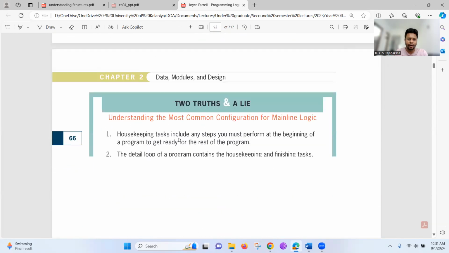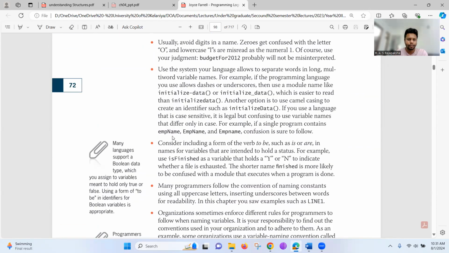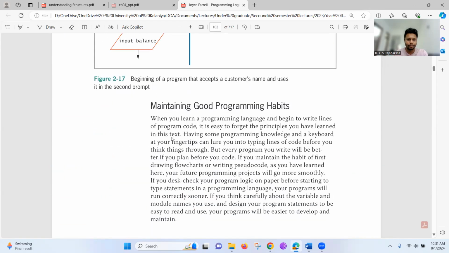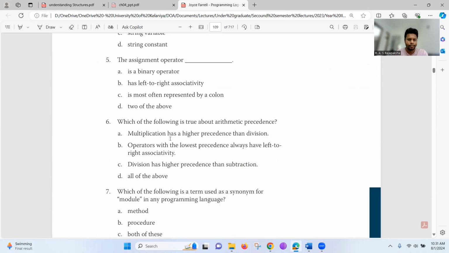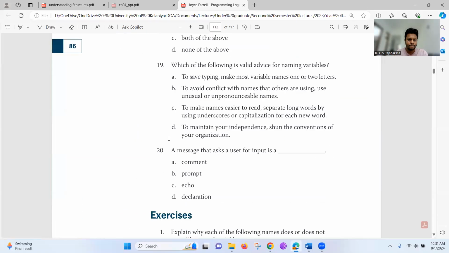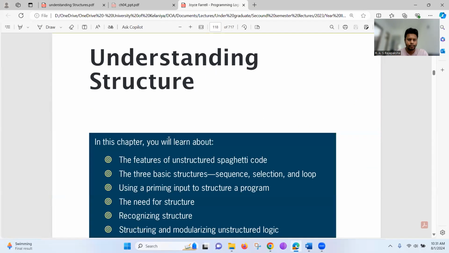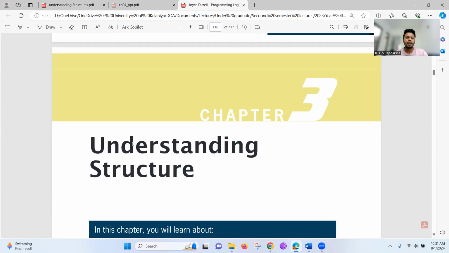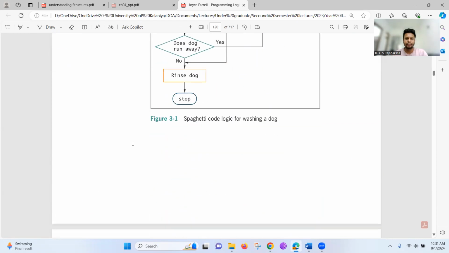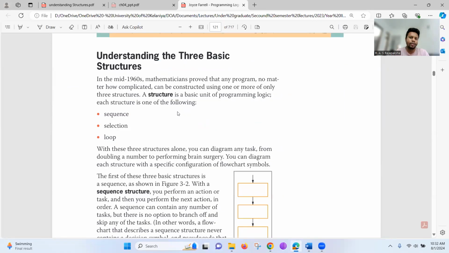Then we have completed our third chapter. Where are we? Yes, third chapter, understanding the structure. Today also we discussed some part there. Can you remember our dog example? If you want to wash your dog, what can we do? What did we discuss? All the things are there.